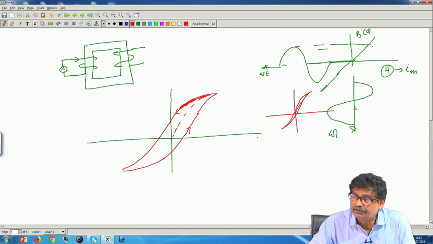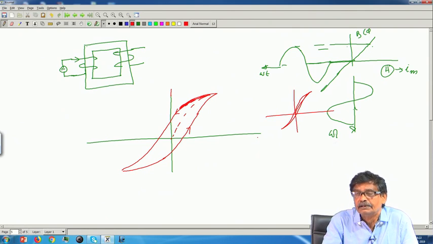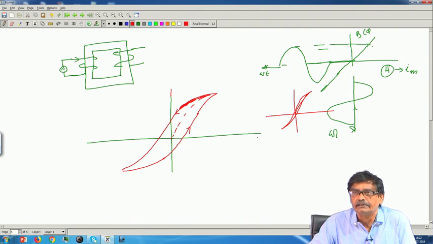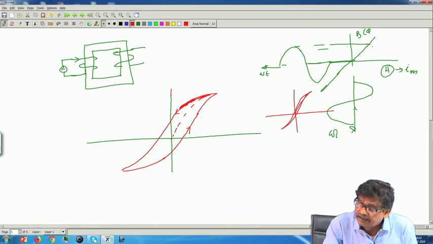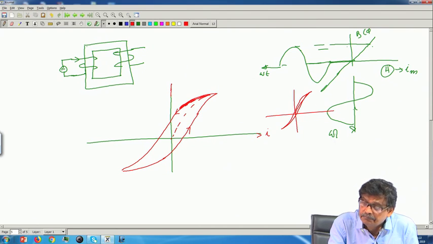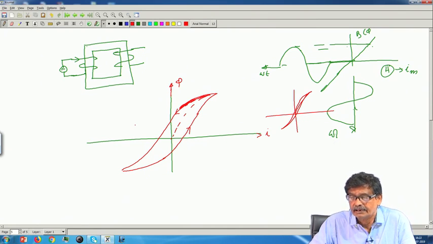Why should it be thin? Because you want to minimize hysteresis loss. The area of this curve represents the hysteresis loss per cycle per unit volume or kg of the iron material, that we have discussed. This side is the current and this side is the B or flux.